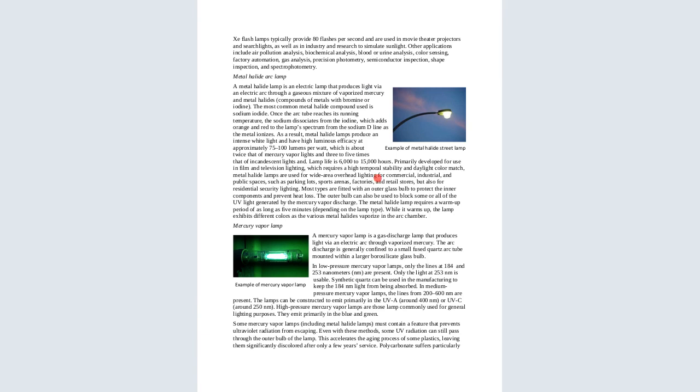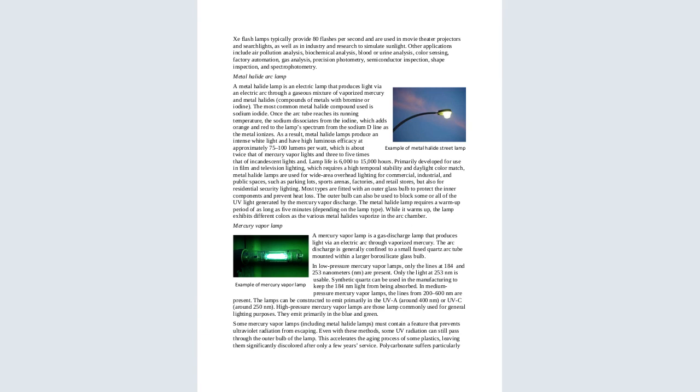So we go to the metal halide arc lamps that we talked about. A metal halide lamp is an electric lamp that produces light via an electric arc through a gaseous mixture of vaporized mercury and metal halide compounds. The most common metal halide compound used is sodium iodide. Once the arc tube reaches its running temperature, the sodium dissociates from the iodine, which adds orange-red to the lamp, and the spectrum from the sodium D line appears as the metal ionizes.